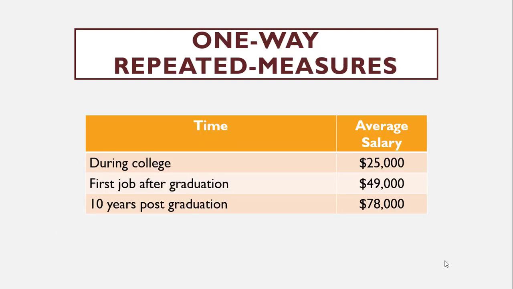In this case, we're going to look at salary during college, which was about $25,000 on average, right after college, so the first job after college, which is $49,000 on average, and then 10 years post graduation, which is about $78,000 on average. And in case you're wondering, there's a lot of variability in these numbers depending on what you decide to do post graduation. However, I did pull them from the Bureau of Labor Statistics just as a rough estimate. So I'm combining a lot of things together in order to get these estimates, which is why I don't cite anything in particular, but they are roughly close to what you might expect.